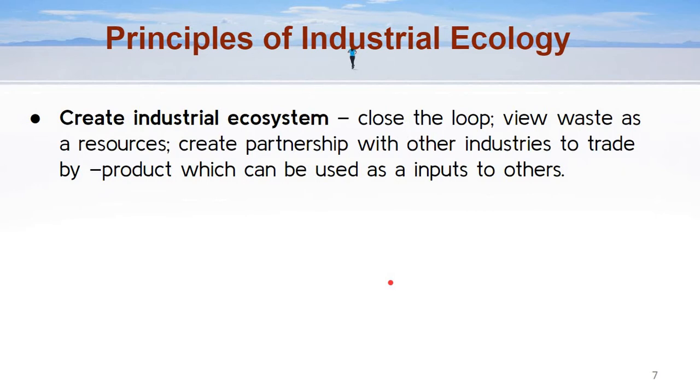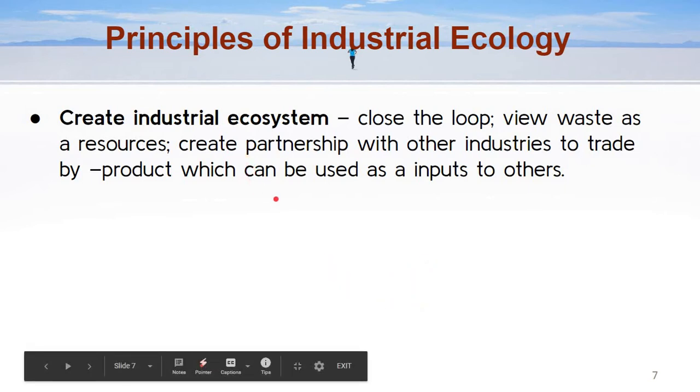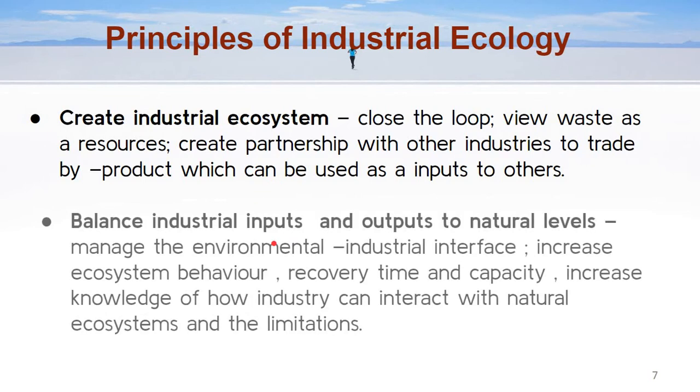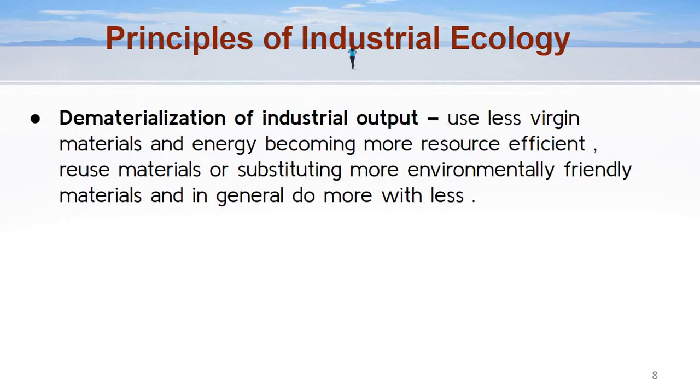Let us see what are the principles of industrial ecology. The first one is create industrial ecosystem, close the loop, view waste as a resource, create partnership with other industries to trade byproduct which can be used as input to others. Secondly, balance industrial inputs and outputs to natural levels, manage the environment industrial interface, increase ecosystem behavior, recovery time and capacity, increase knowledge and how industries can interact with natural ecosystems and the limitations.